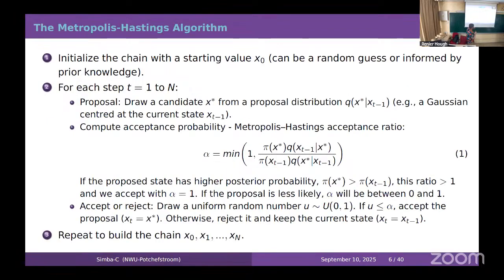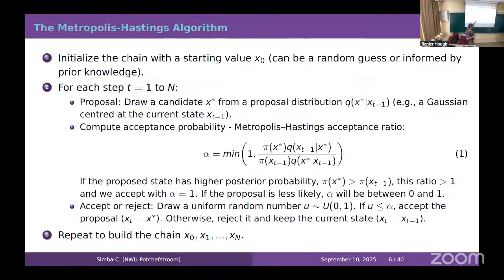Now, from a stats point of view, it kind of works like this. You have your initialization, a starting value. This can be completely random, or if there have been observations that can give you an indication of where to start, you can use this.